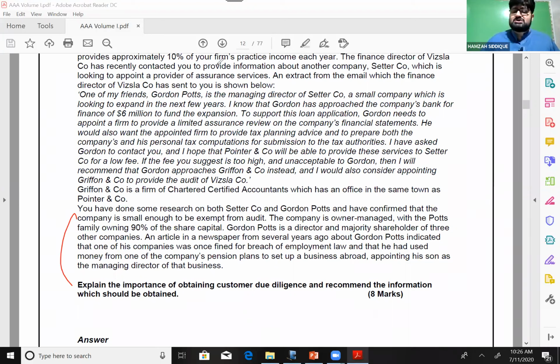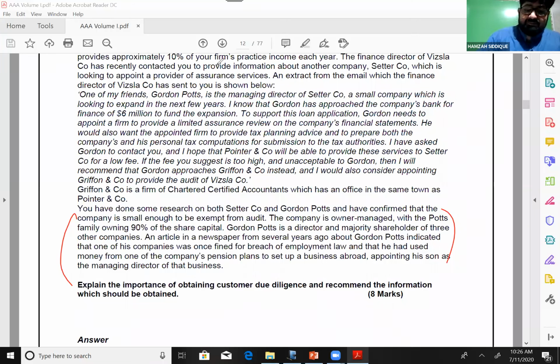You have done some research on both Setter Store and Golden Pots and have confirmed that the company is small enough to be exempt from audit. The company is owner managed, with the Potts family owning 90% of the share capital. Golden Pots is a director and major shareholder of three other companies. An article in a newspaper indicated that one of his companies was once fined for breach of employment law, and that he had used money from one of the company's pension plans to set up a business abroad.